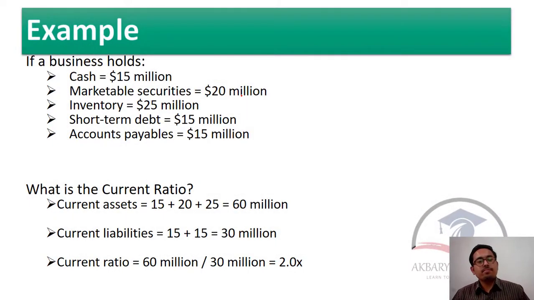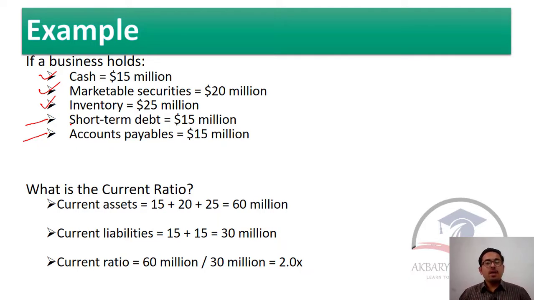Let's go to an example. Say a company holds cash of, suppose, about 15 million, marketable security, which is a short-term asset, a current asset of 20 million, and inventory of 25 million, which is also a current asset. This all put together is the current asset of the company. And on the other side, they have short-term debt of, suppose, 15 million, and accounts payable of 15 million, which make up the current liability of the company. Now they ask us to calculate the current ratio.